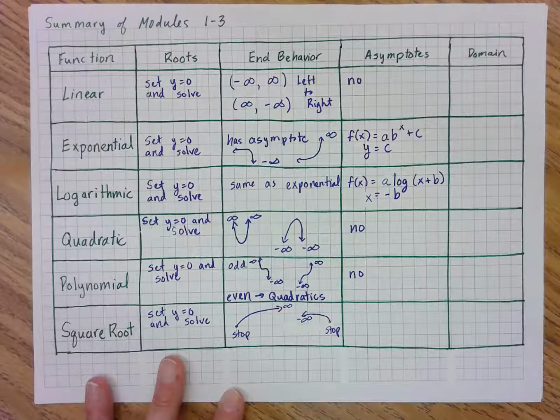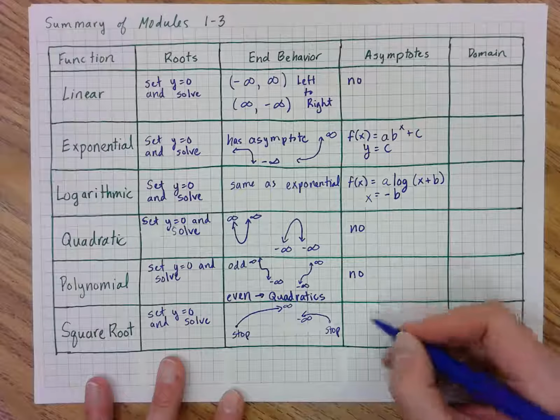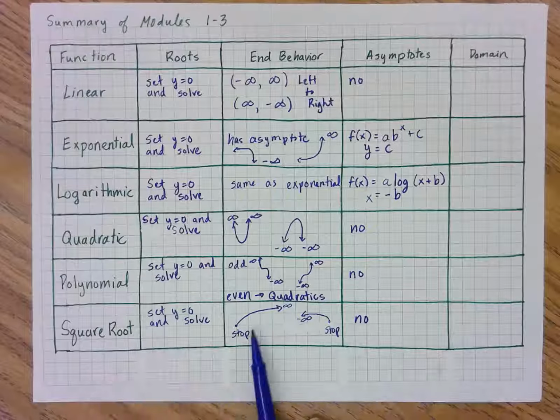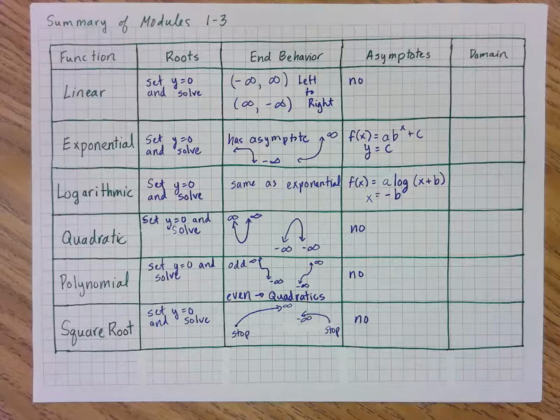Polynomials and quadratics don't have one, and actually neither do square roots. It looks like they start to flatten out, but they actually never do, because the square root of 10 is going to be smaller than the square root of 50, which is smaller than the square root of 1,000, etc. It does continue to get bigger and bigger.